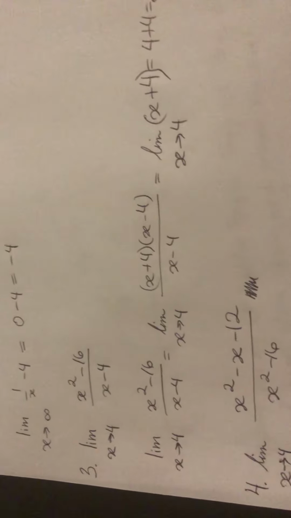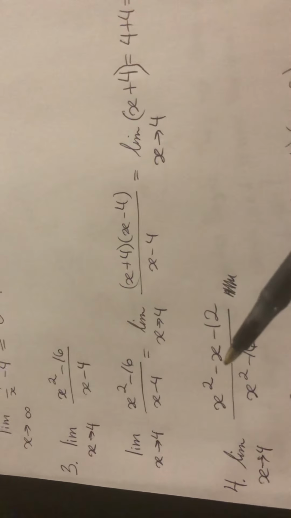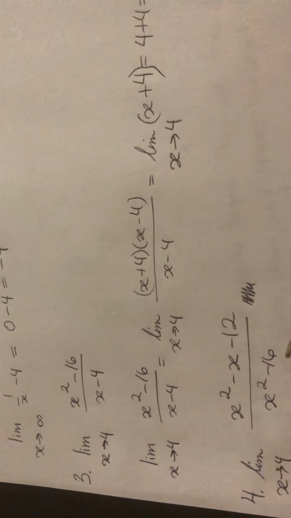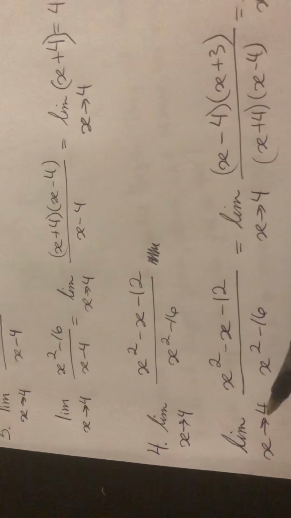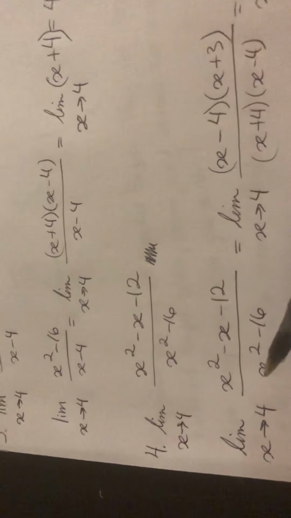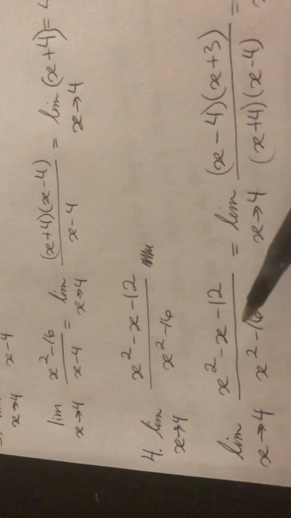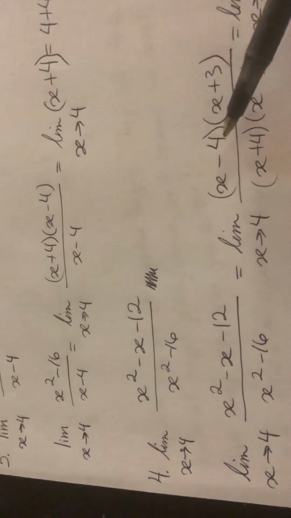All right, let's try exercise 4. The limit as x approaches 4 of x squared minus x minus 12 over x squared minus 16. Pause the video, try it on your own. All right, let's do it together. I can't plug in because if I were to try to plug in, the denominator would be 0 and division by 0 is undefined. So I factor the numerator like so.